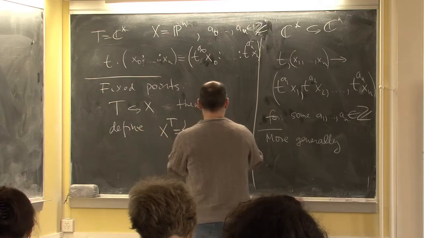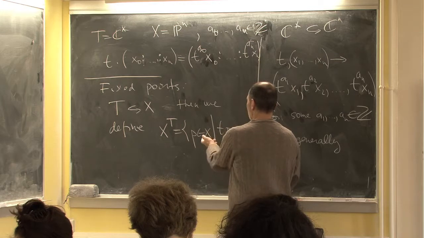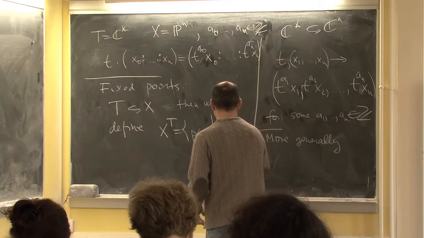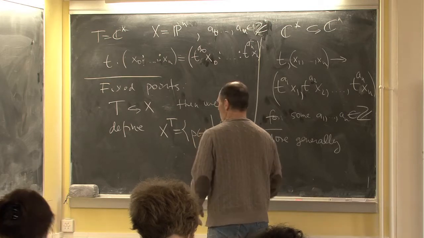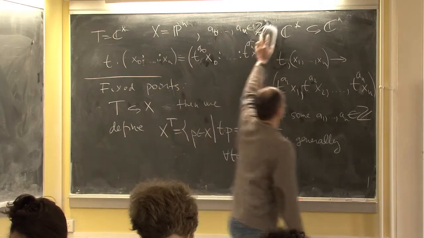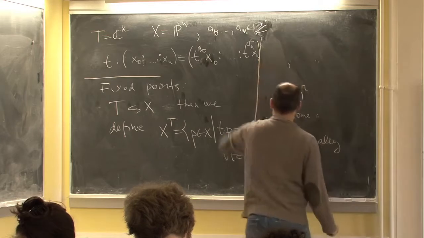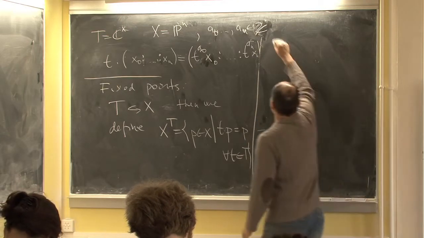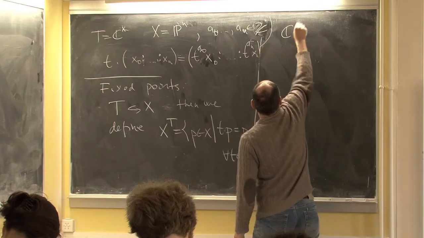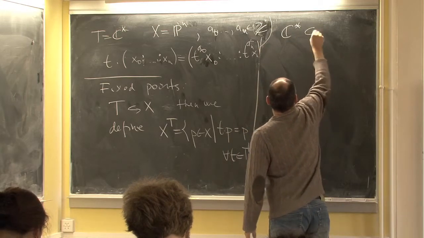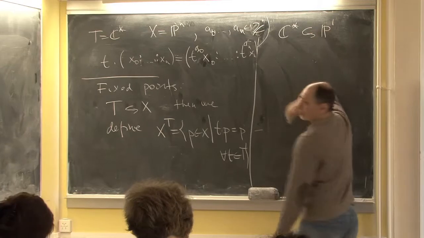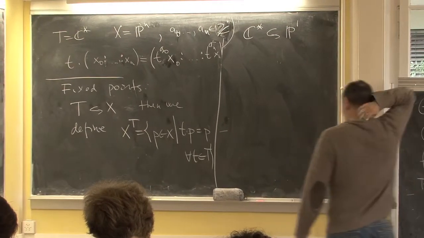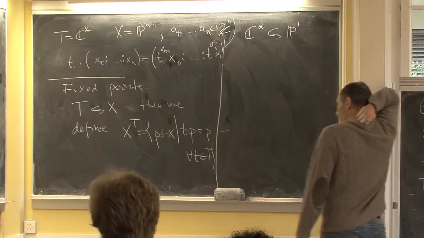So now I can write: for a point p in X, Tp is equal to p for all elements of the group. So these are the fixed points. Let's just look at a quick example. Let's look at, say, C star acting on P^1. This is sort of the first interesting thing. You have to be a little careful here.